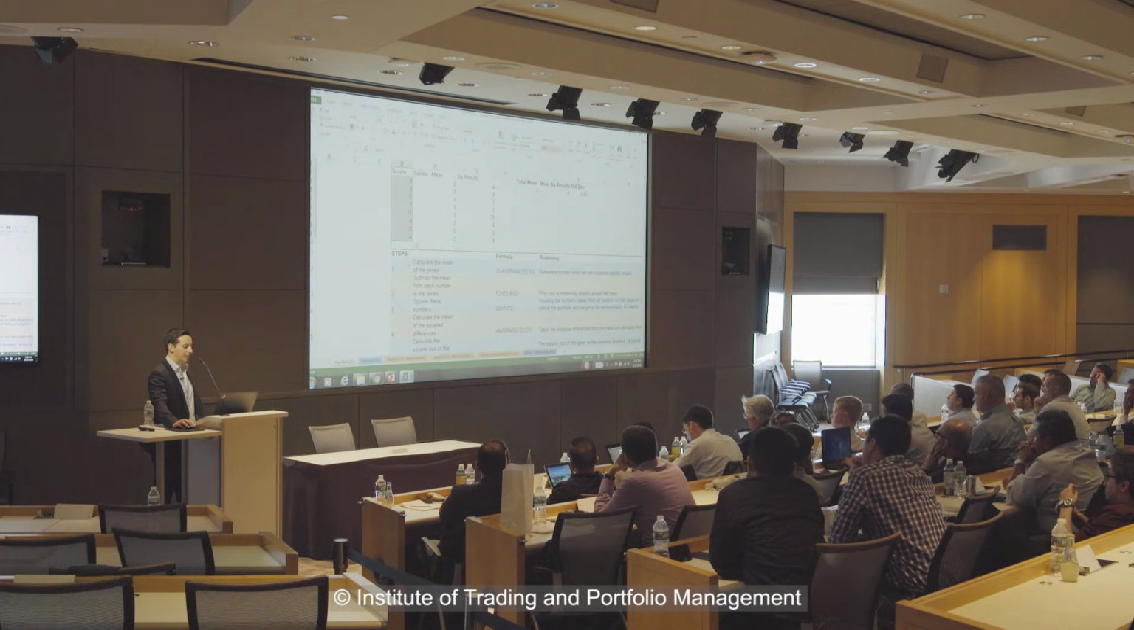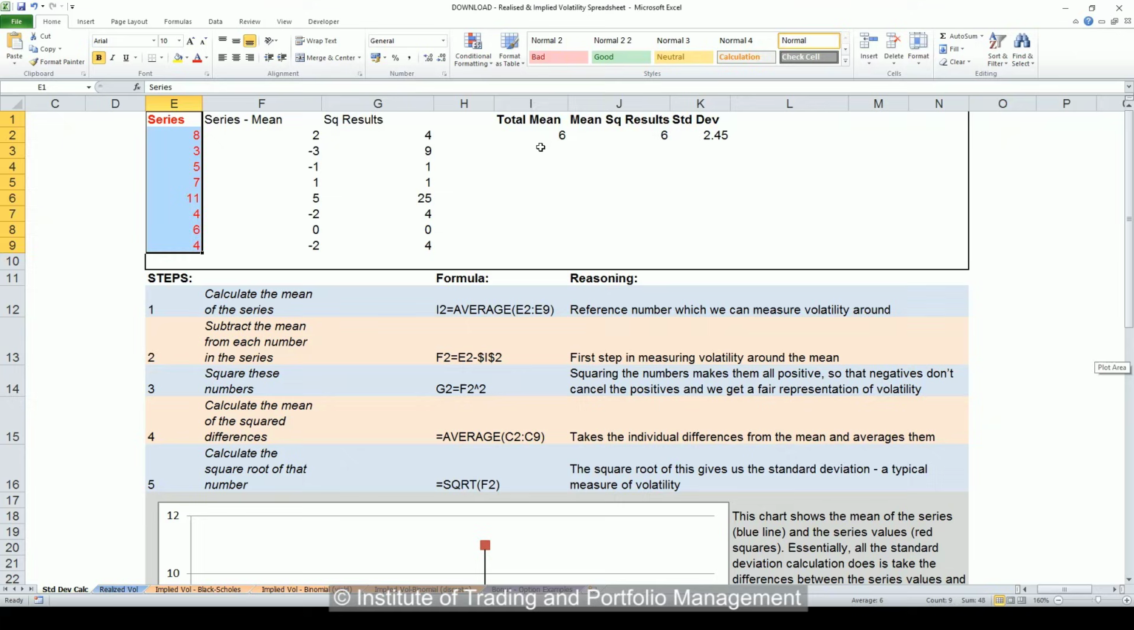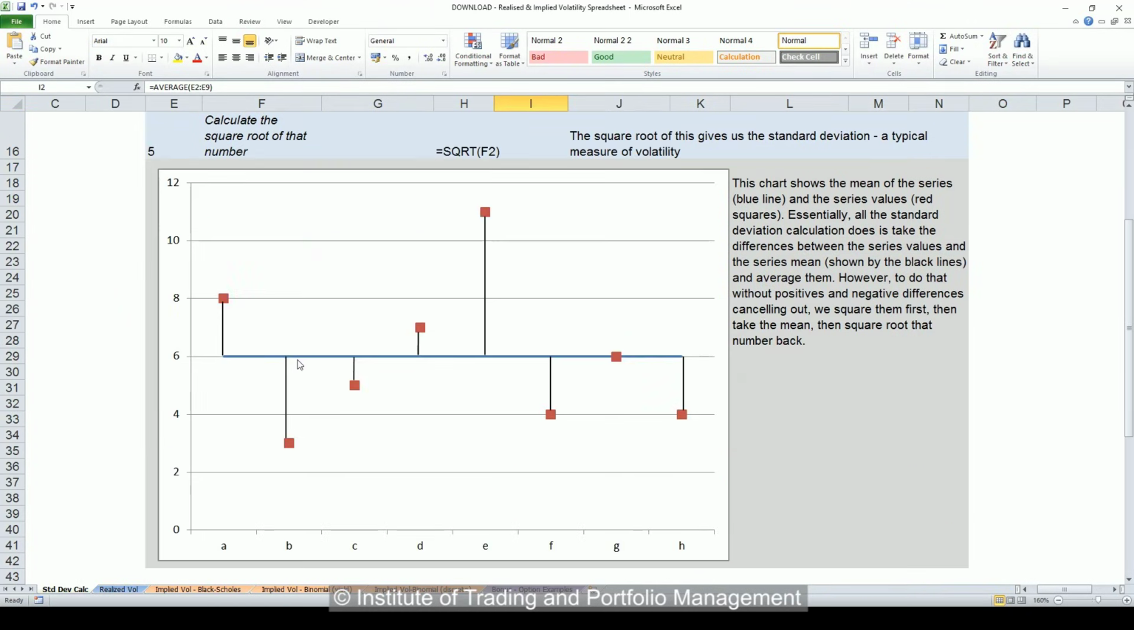You calculate the mean of the series. I've done that here. The answer is 6. And in the chart, that's illustrated by the blue line. And all standard deviation actually does is take the difference between those data points and the average of the series and average them to get a value for the volatility. Okay? And that's represented by the black lines. So the difference between the data points and the average of the series. And if you average those differences, you get a measure of volatility. You get the standard deviation.